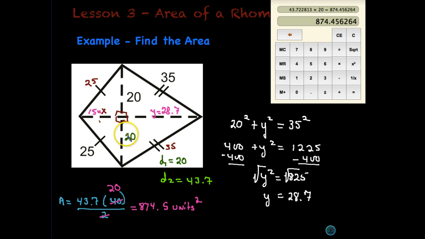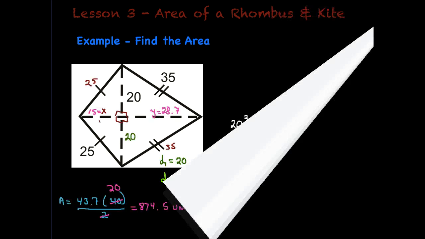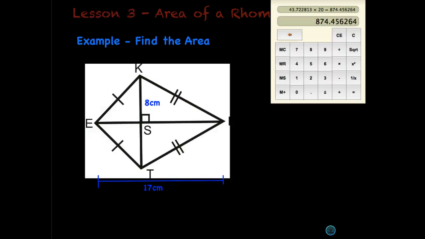Okay, in this example, we didn't have all the information, but we used the fact that we have 4 right triangles to help us find the lengths of missing segments. So always keep that in the back of your head. Let's try a different example. In this example, we are given one diagonal as 17, and then we're just given this piece as 8. This is an easy one. You already know how to do that.